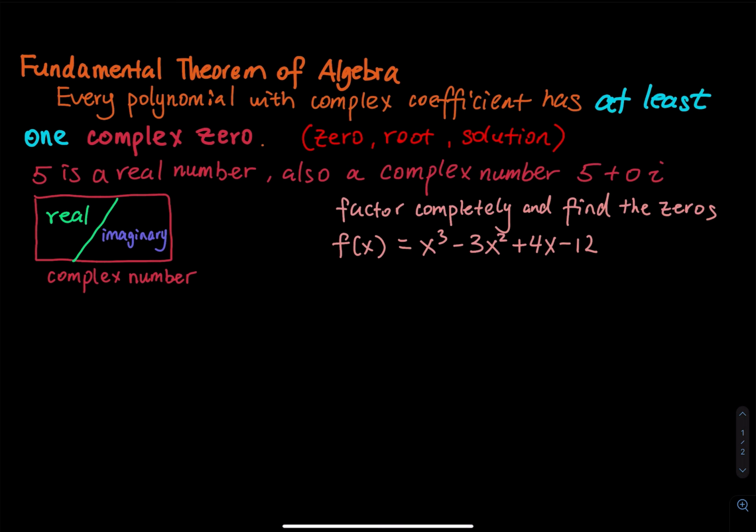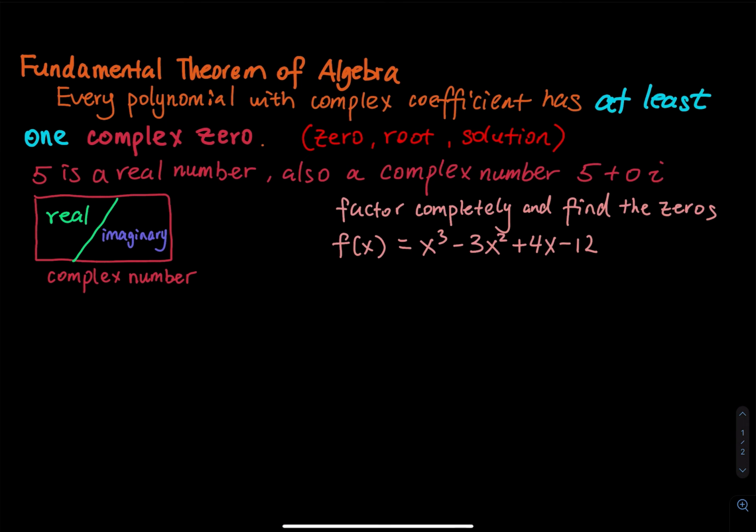So overall, let's say we have a rectangle, and this rectangle represents all kinds of complex numbers. So inside the rectangle, you have all kinds of complex numbers. Complex numbers can be divided into two groups. The first group is real numbers. The second group is imaginary, just like this: 5 plus 0i. 5 is real, and then i is imaginary.